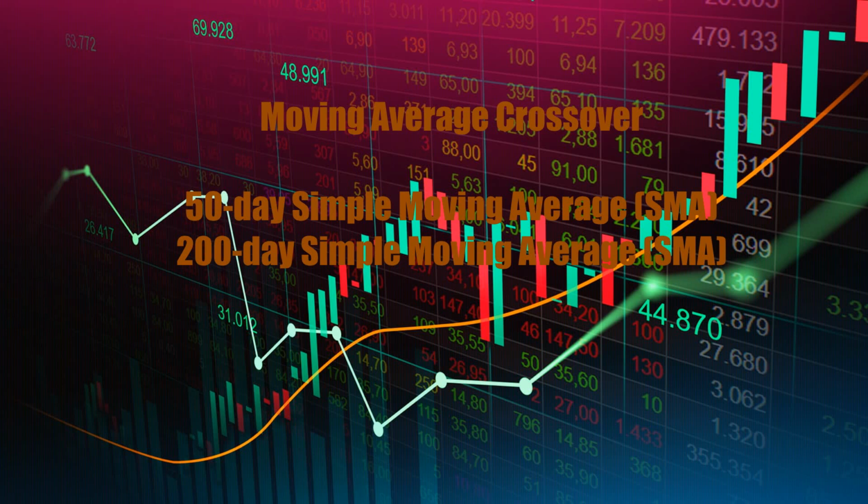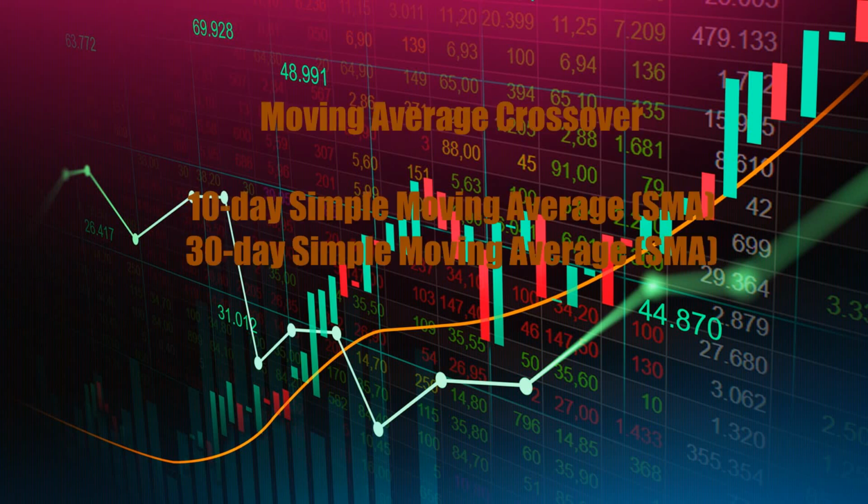You can change anytime the values, like 10-day and 30-day moving averages crossover. The advantage of this combination is that it will react more quickly to changes in price trends than the previous pair. The disadvantage is that it will also be more susceptible to whipsaws than the longer-term 50-day and 200-day crossover.